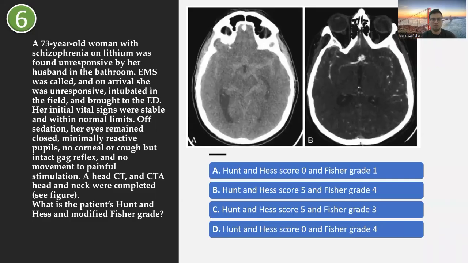Now this is the last MCQ and it is for you. Comment me which option is correct. So you just read carefully. You need to remember Hunt and Hess score and modified Fisher grade. So that is very important. If you look at the ventricles, you can easily find out what your Fisher grade is. Fisher grade is easier to remember. So I think I'm going to leave this MCQ for you to answer in the comment box.